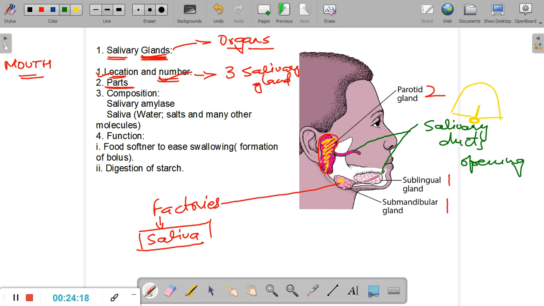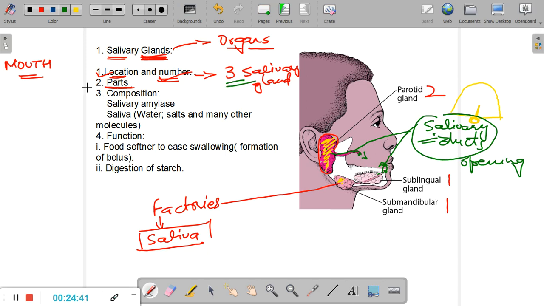So the saliva travels through these tubes, and then there are these tiny holes through which the saliva comes out into the mouth, and these holes are called salivary ducts, or the openings. Now this is something that you must remember: salivary glands, salivary ducts, and saliva. How many salivary glands do we have? 3 in total, and the parts we have discussed.